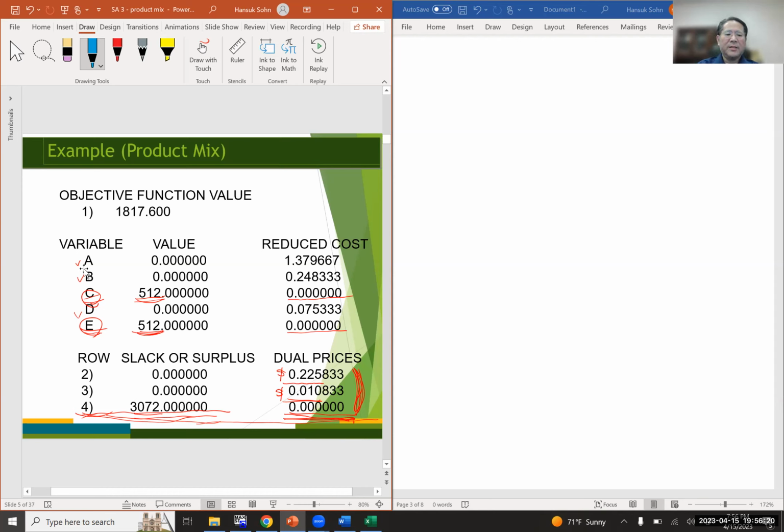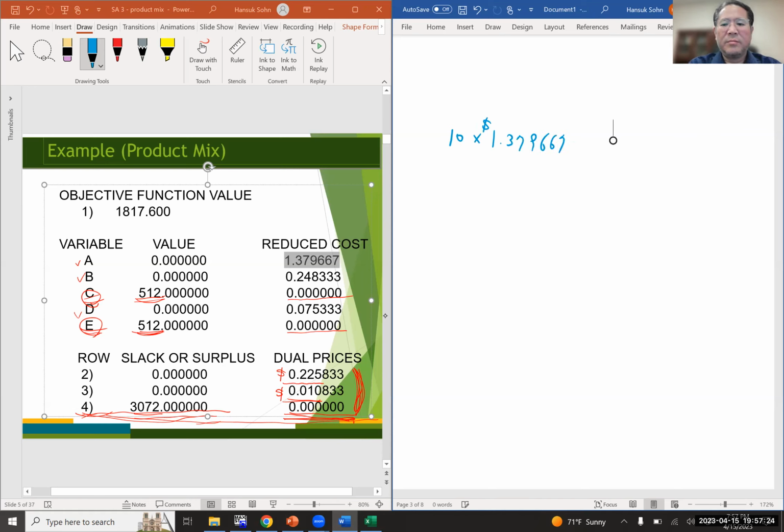So in the optimal solution, currently the A value has 0 value, right? So A is one of the non-basic variables. The reduced cost is 1.379667, right? So this tells us that the profit will be reduced by 10 pounds times this much, 1.379667 per pound.